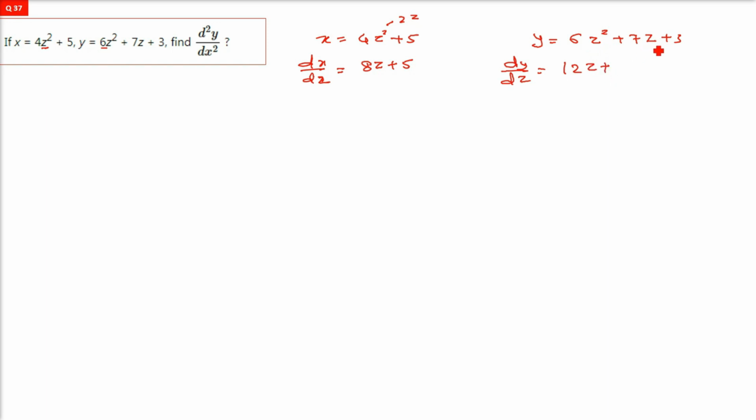Now here you have 7 and then 3 will be 0. So you have 8z and 12z plus 7. So this is dx by dz and dy by dz. Now we need dy by dx, that is y1 or y dash.